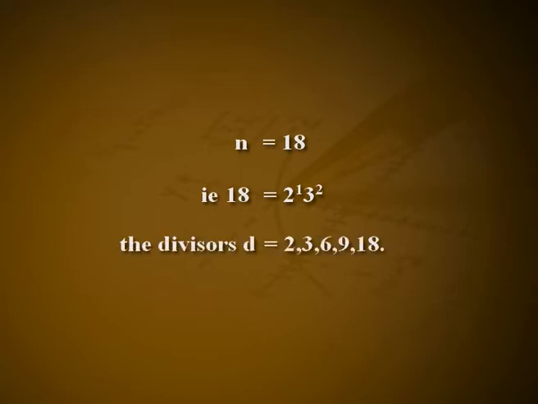Then d1 > 0 and d divides n. This completes the proof. Example 3. n = 18, that is, 18 = 2^1 × 3^2. The divisors d = 2, 3, 6, 9, 18.